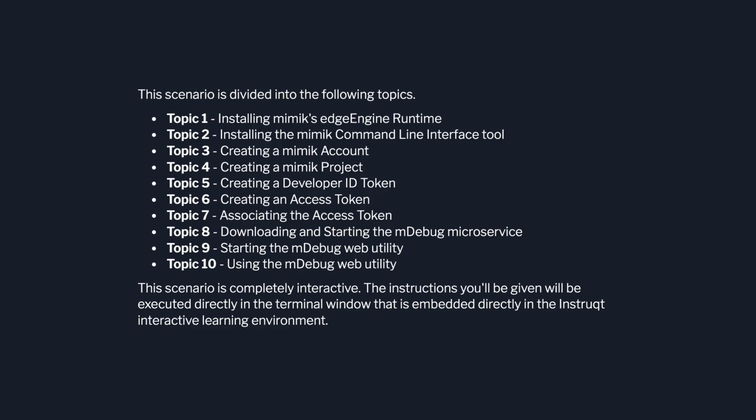Topic 4, creating a mimik project. Topic 5, creating a developer ID token. Topic 6, creating an access token. Topic 7, associating the access token. Topic 8, downloading and starting the mDebug microservice. Topic 9, starting the mDebug web utility, and Topic 10, using the mDebug web utility.